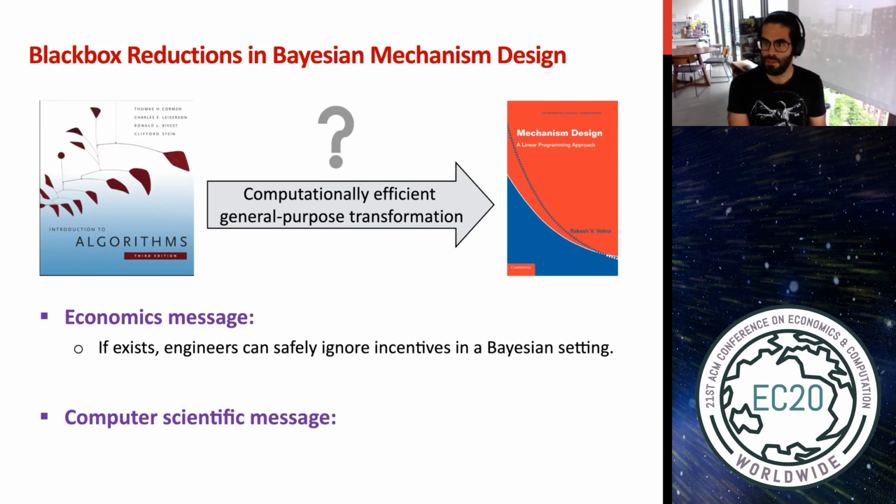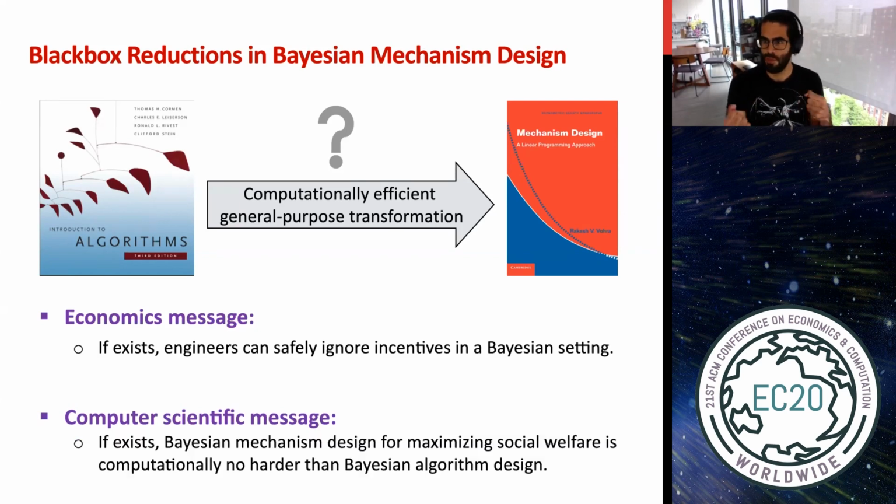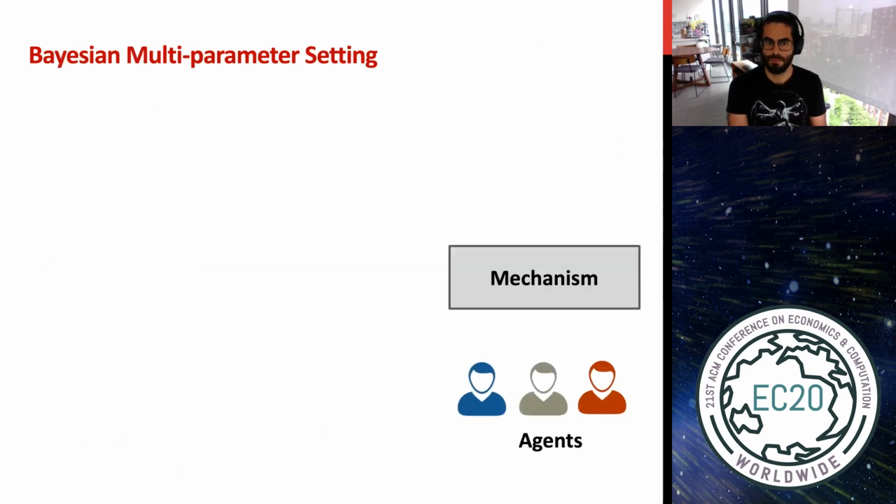It also has an interesting computer scientific message in the sense that it says, in terms of computational hardness, Bayesian mechanism design, even though it seems to be harder, is not actually harder than Bayesian algorithm design. There is a polynomial time reduction from one problem to the other, which makes them equally hard in terms of computational hardness.